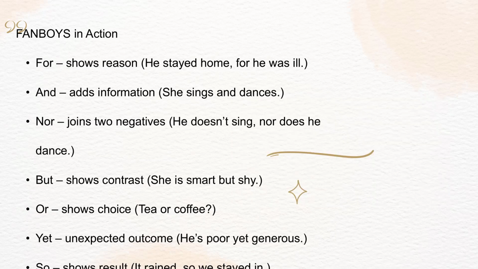FANBOYS in action. Let's break down how FANBOYS function. For gives reason, he stayed home, for he was ill. And adds, she sings and dances. But shows contrast, yet shows surprise, so shows result. Each conjunction serves a unique purpose.